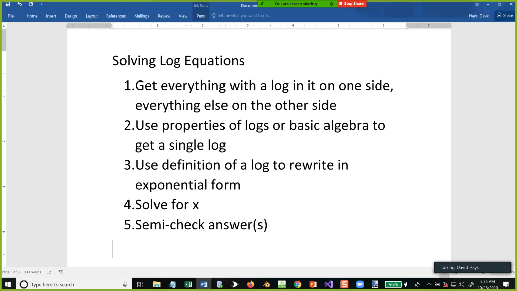This process works, but sometimes it gives you the wrong answers. So that's why you have to check them. Now you don't have to fully check them, you just have to semi-check them. Basically, we can't have log of 0, log of a negative number, which we mentioned before.